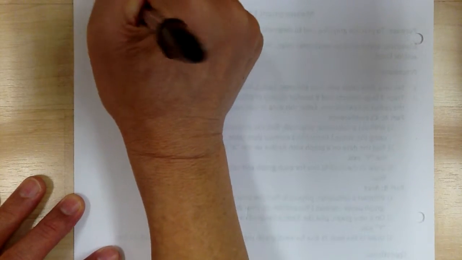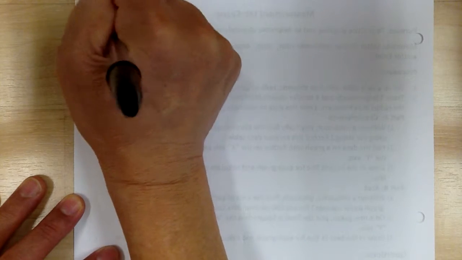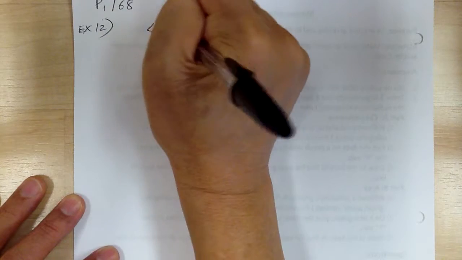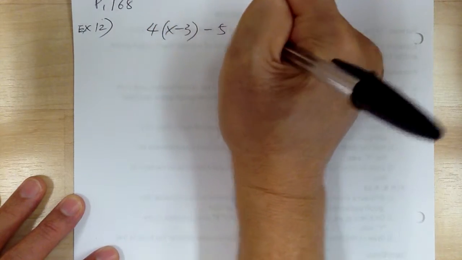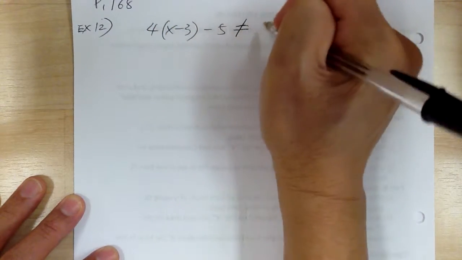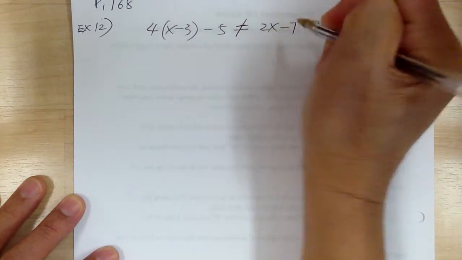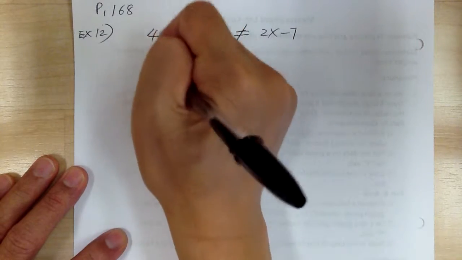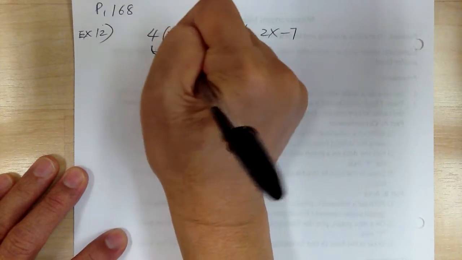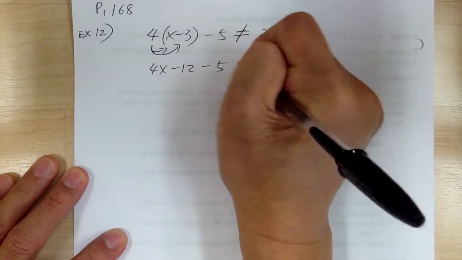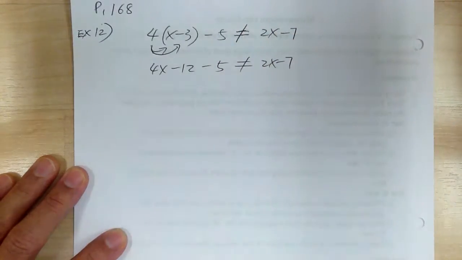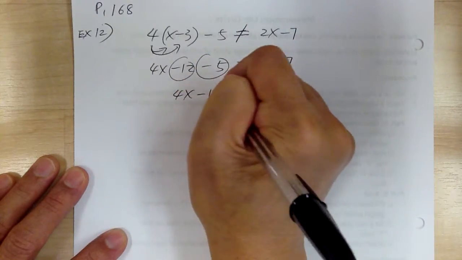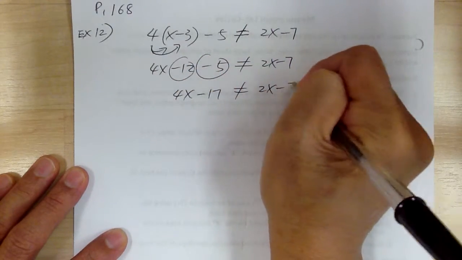So page 168, example 12. You have 4 times (x minus 3) minus 5. This means it's not equal to x minus 7. Okay, so this is not equal, so you can just work through the same way. So distribute, so you got 4x minus 12 minus 5 not equal to x minus 7. So combine the like terms, so you got 4x minus 17 not equal to 2x minus 7.